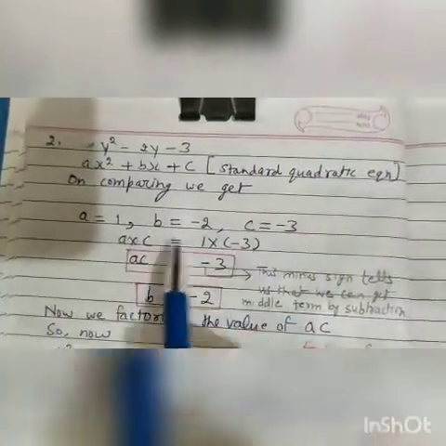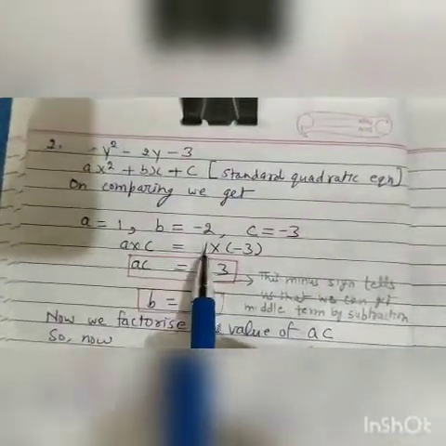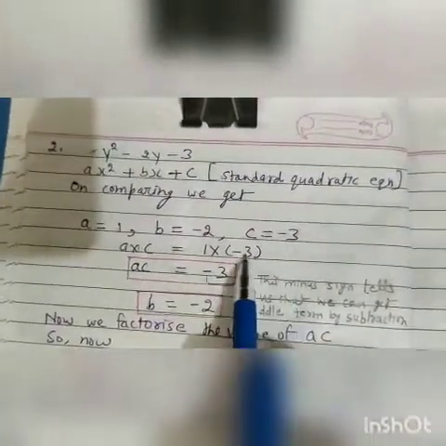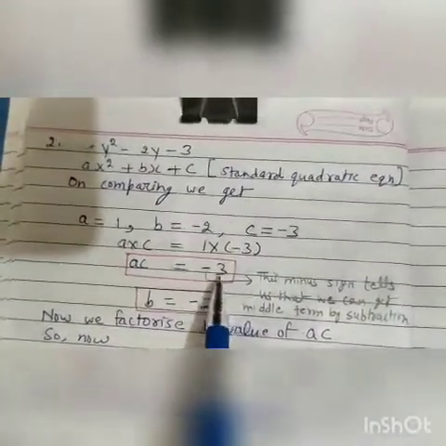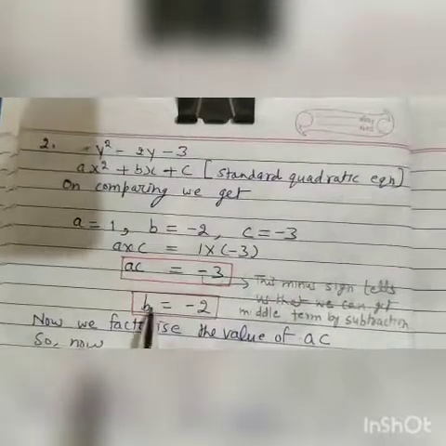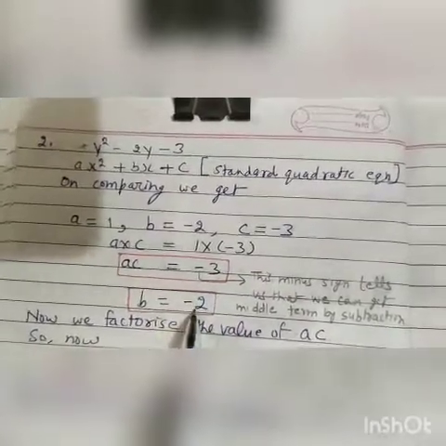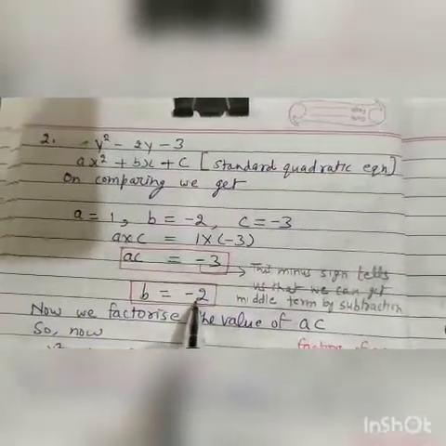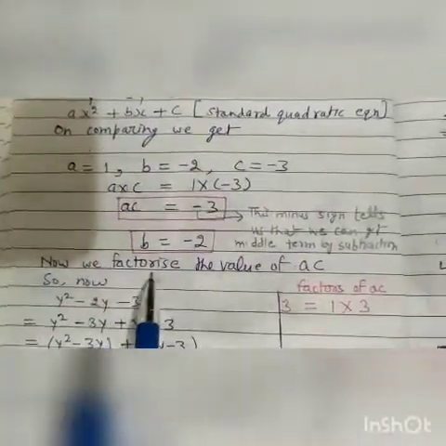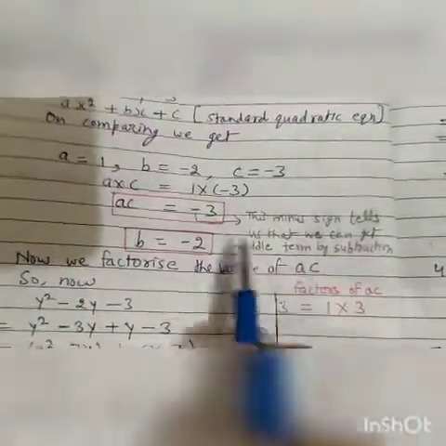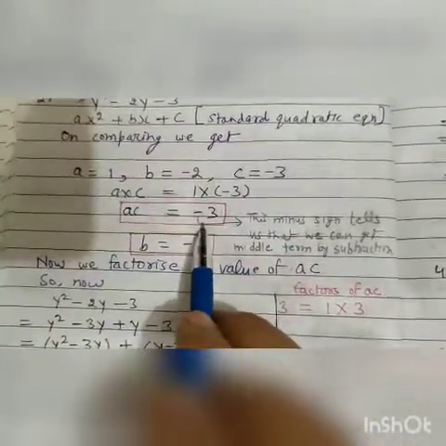In the second step, we will multiply a and c. So a into c is equal to 1 into minus 3. Then ac is equal to 1 into 3, minus 3. Then the value of b is equal to minus 2. This is the second step up to here. Now what is the third step? In the third step, we factorize the value of ac. Now we will factorize this ac.